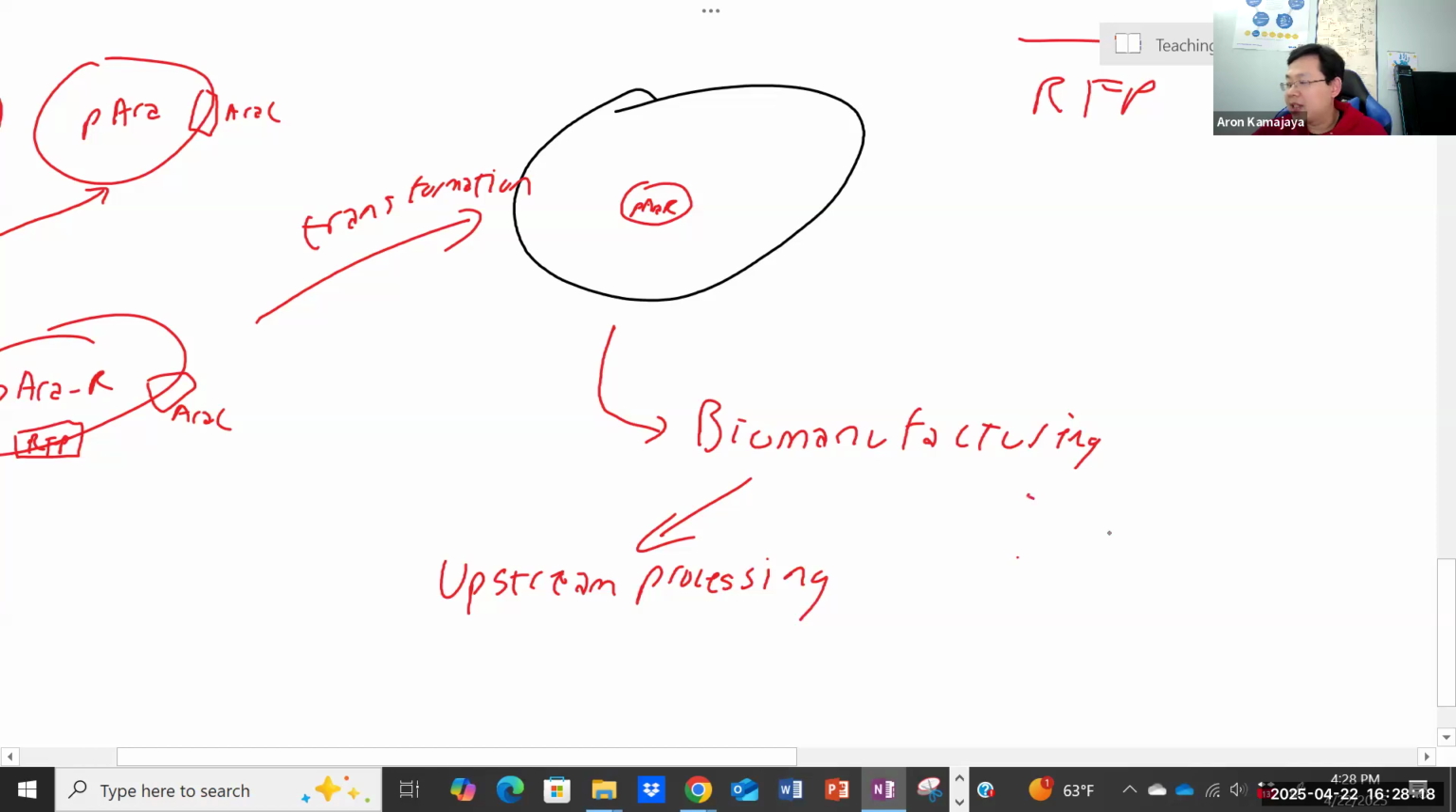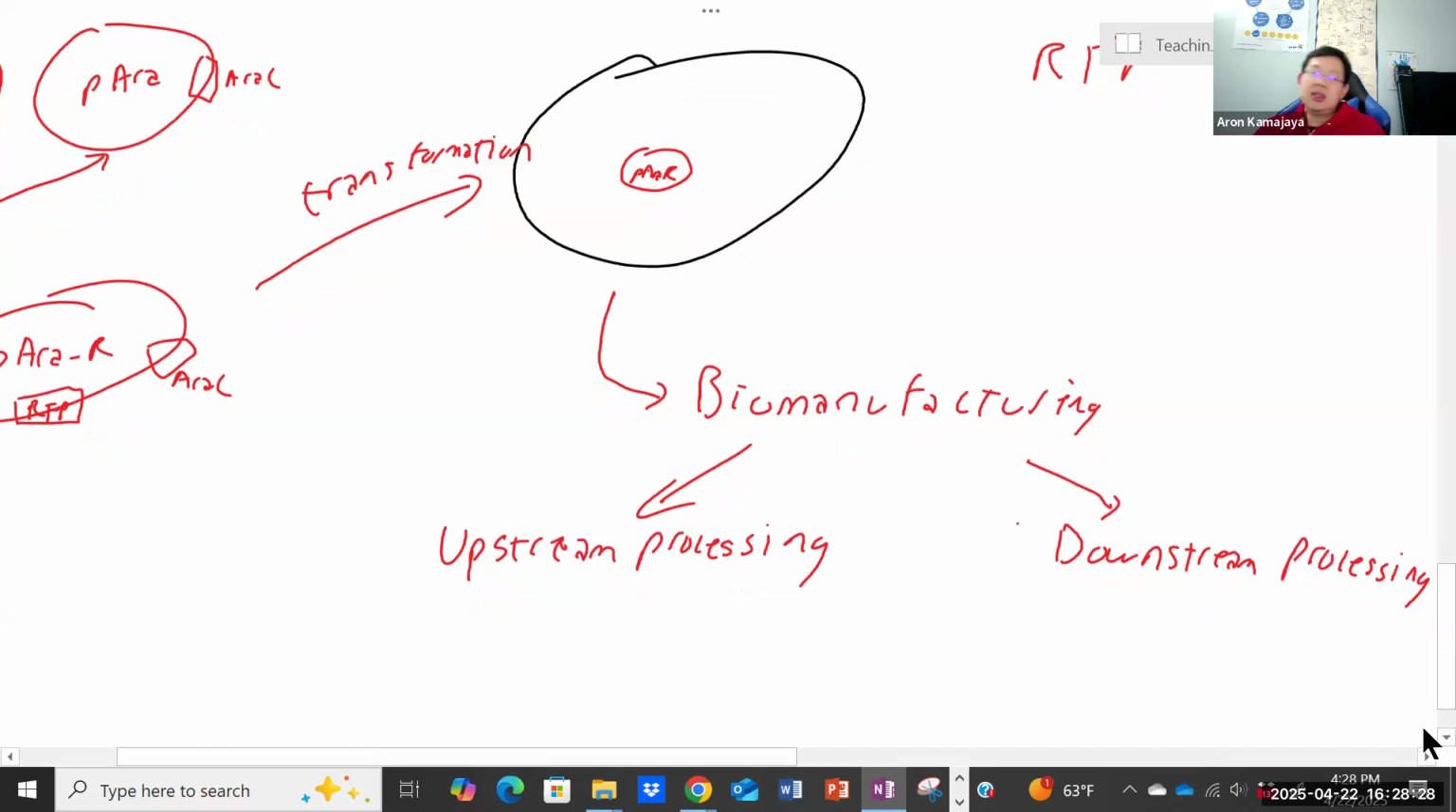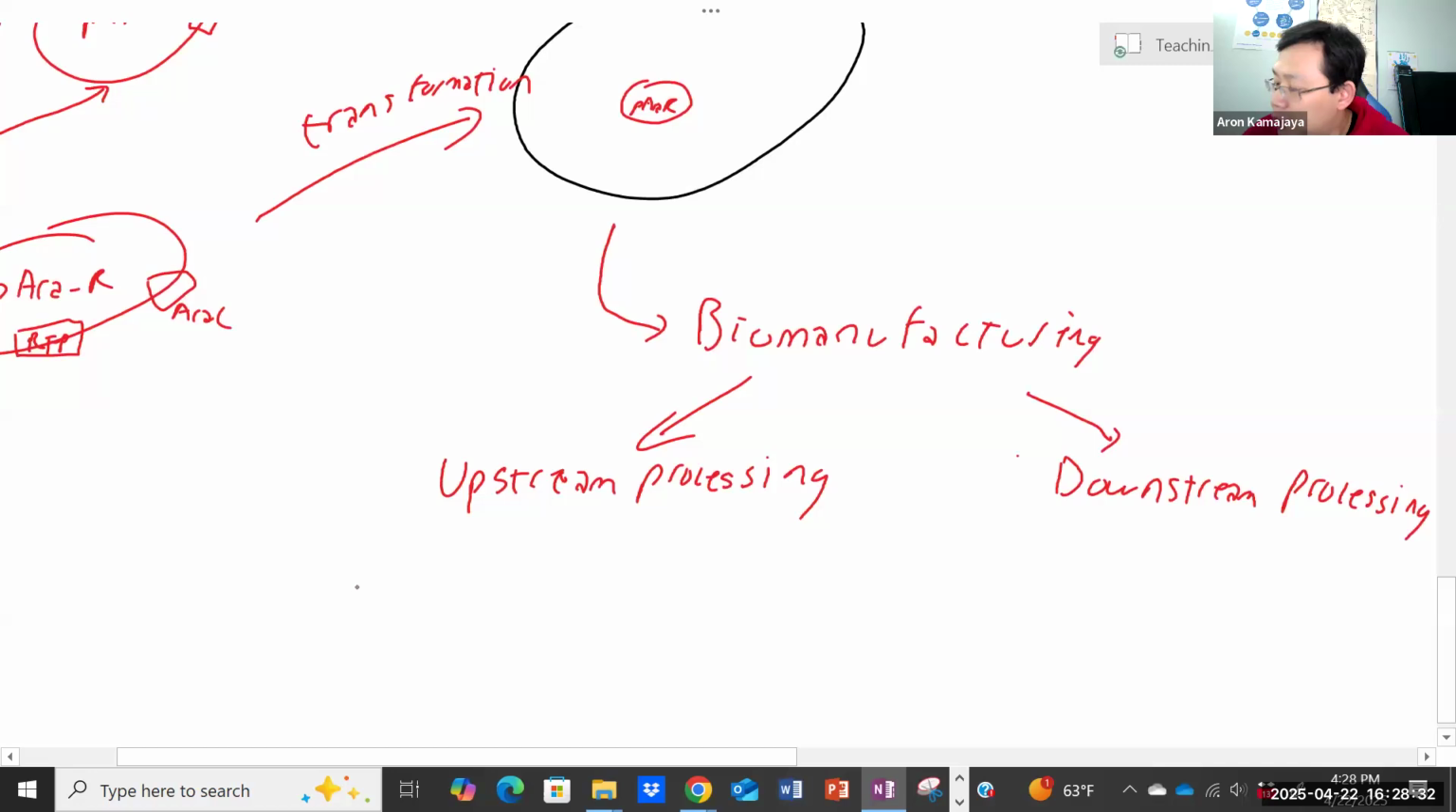And of course, you can guess the second one is what we call downstream processing. What's the difference between the two? Well, in the upstream processing, it basically involves you growing your cell in a flask, something like this.